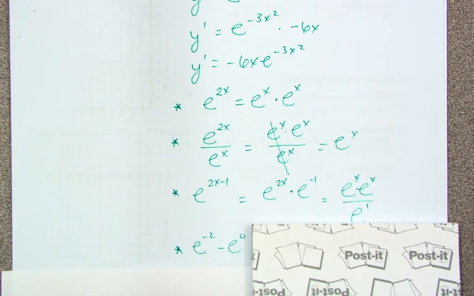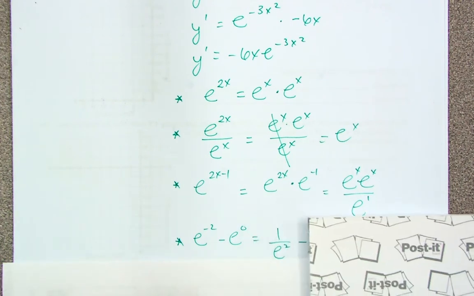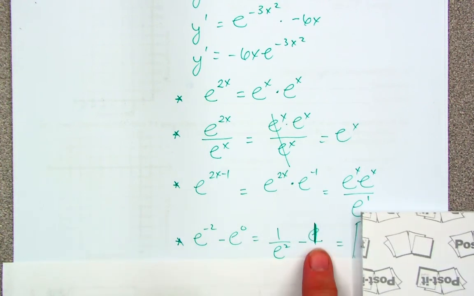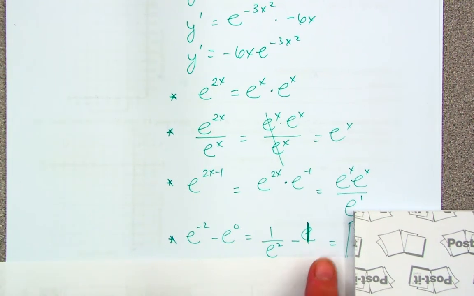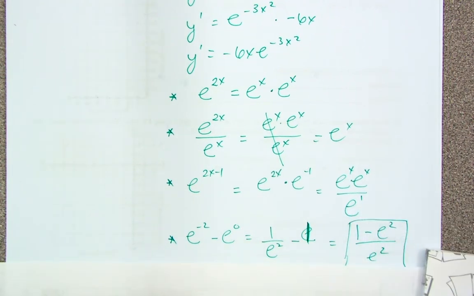Let's look at something else. e to the negative 2 minus e to the 0 power. That's 1 over e squared, right? And then e to the 0 power, anything to the 0 power is 1. Yes, typo, it's supposed to be 1. And what if I wanted to give it a common denominator, which would be e squared? That'd be 1 minus e squared over e squared.